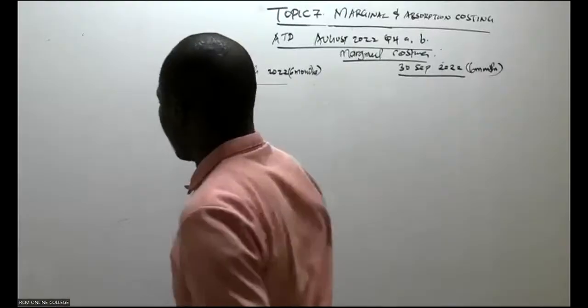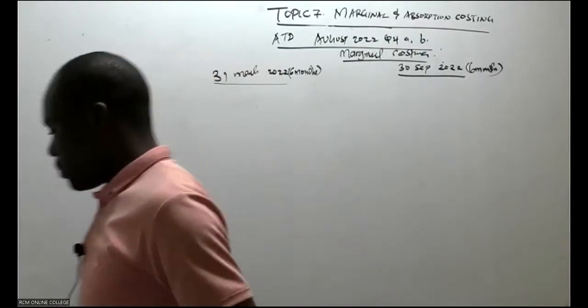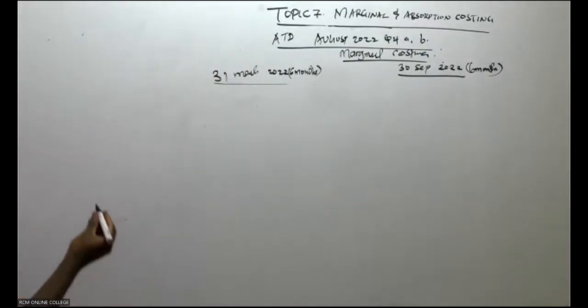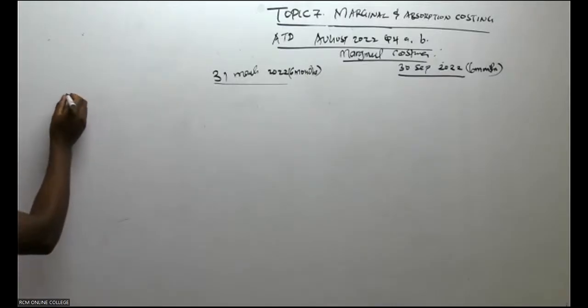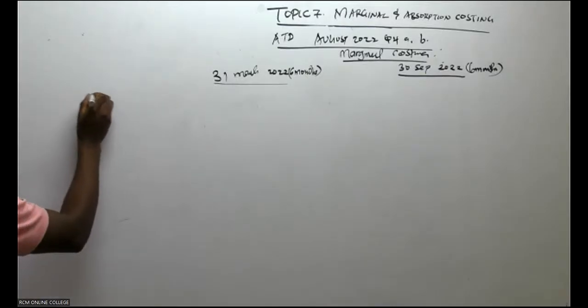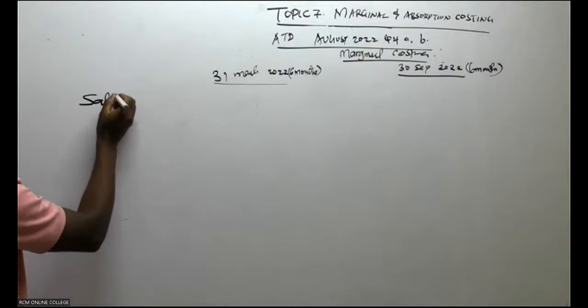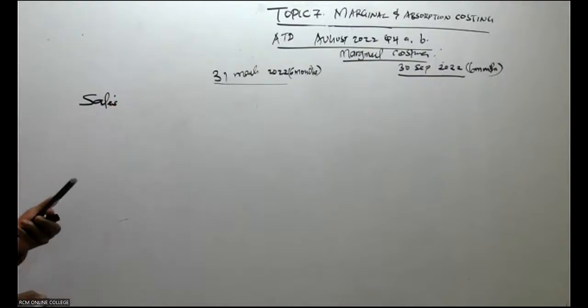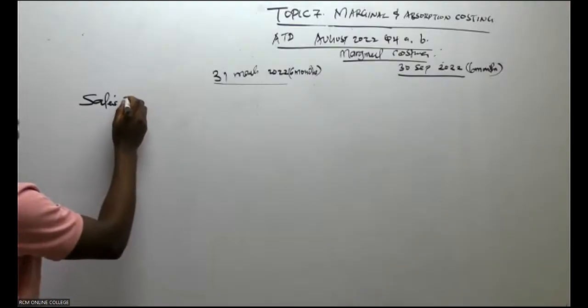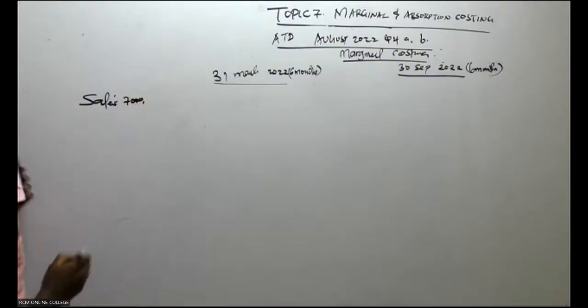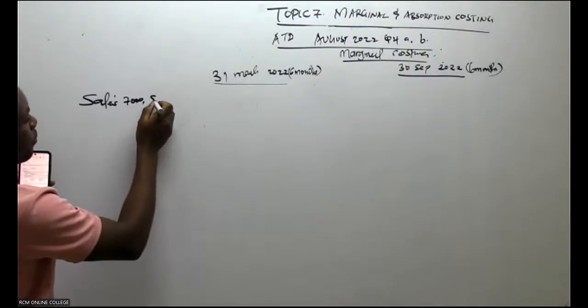The first thing that you're going to have here, if you're going to prepare your income statement, you must start with sales. How are we going to deal with the sales? Look at what we have. The sales for the first 6 months, we have 7,000. The sales for the last 6 months, we have 8,000.